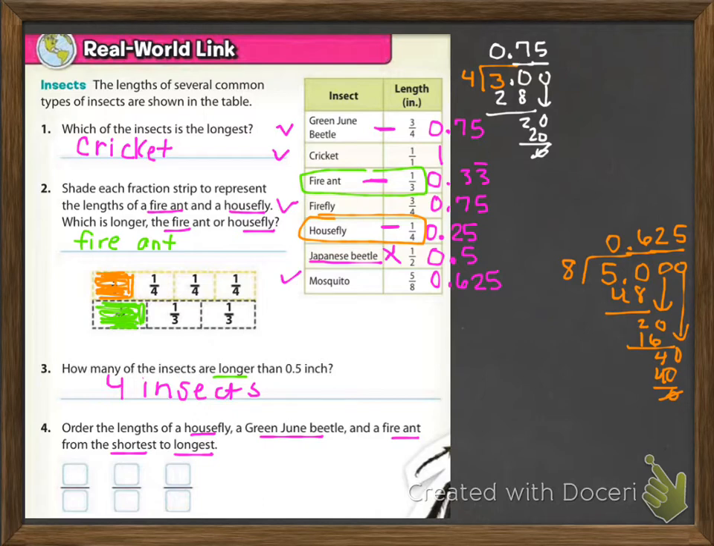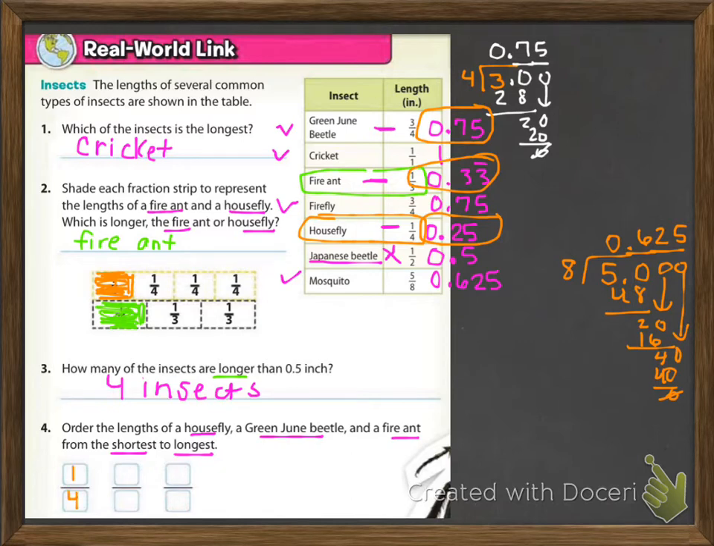We've got 0.75. Whoops. There we go. We've got 0.75. We have 0.33 that goes on, and we have 0.25. So out of those, the housefly is going to be the smallest because it's 0.25, I'm sorry, the shortest rather, and it said shortest to longest. So that means the 0.25, remember the fraction was 1/4, so we're just going to put a 1/4 right here.